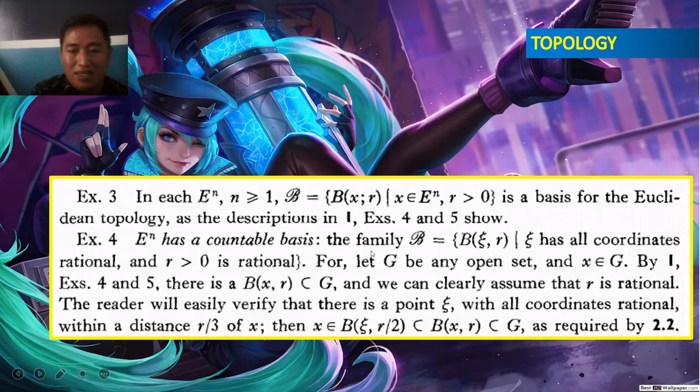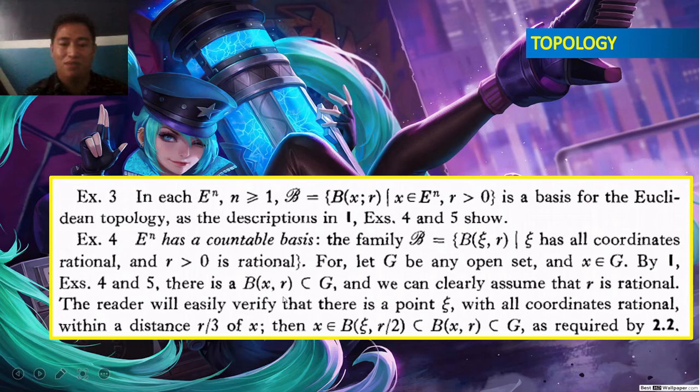EN has a countable basis and the family script B is equal to the set containing the open balls B of xi, r such that the xi has all coordinates rational, sa rational tanan niyang coordinates, and then r is greater than 0 is rational. So rational pa dang ato ang radius. So we let G be any open set, then x element in G. So by 1, example 4 and 5, there is a ball B of x, r subset sa G. So we can clearly assume that r is rational. Sa ball, kan class rational na to ang gigamit, ng r.